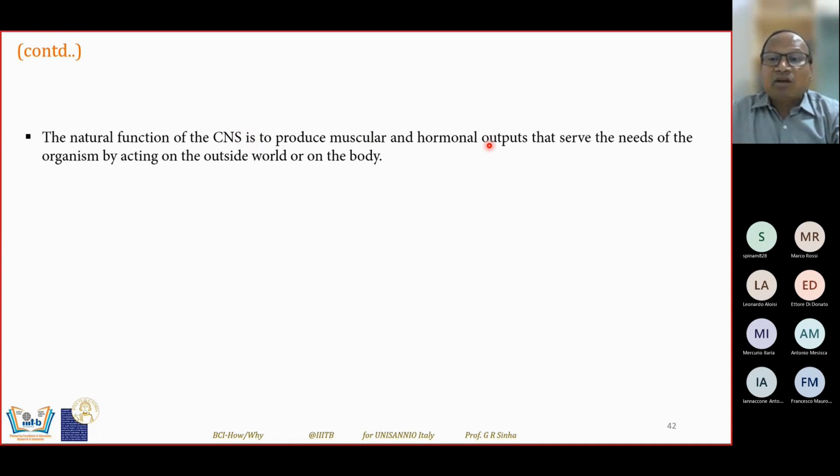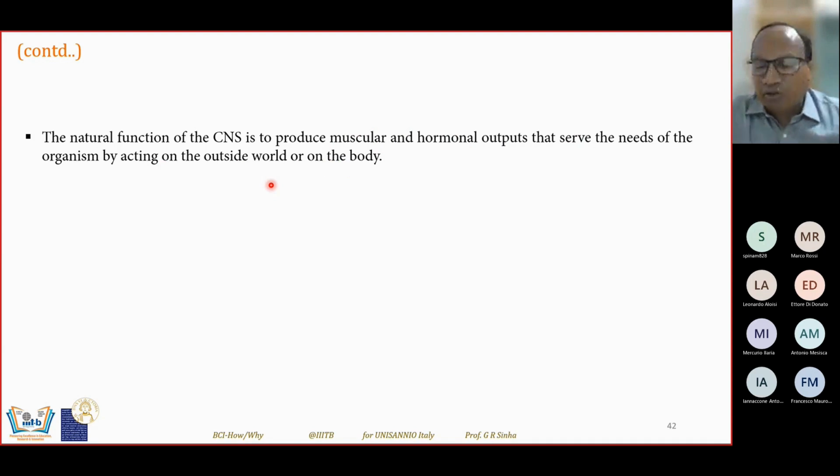Second is hormonal output, which is a kind of signal, the frequency which we actually get and then further use in the BCI system to serve the needs of the organism by acting on the outside world or on the body. So muscular output will directly impact the body parts, but particularly the hormonal part will serve the purpose of the outside world or even the body as well.